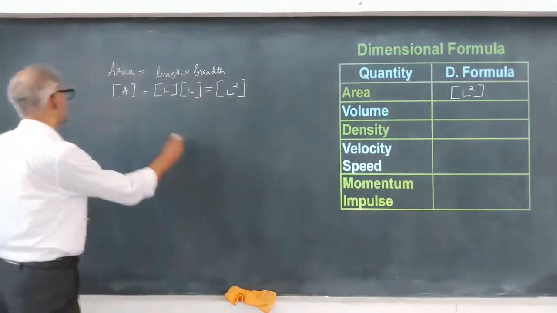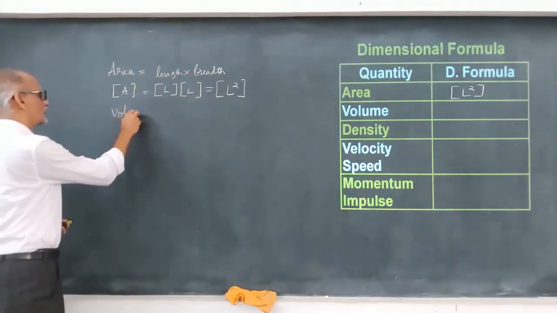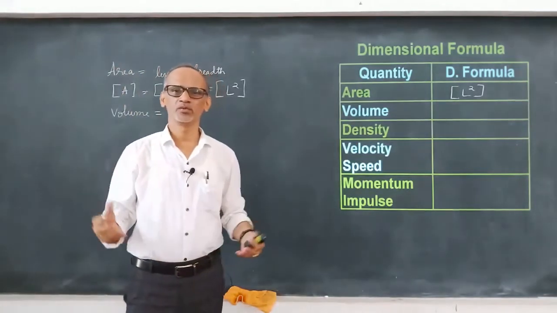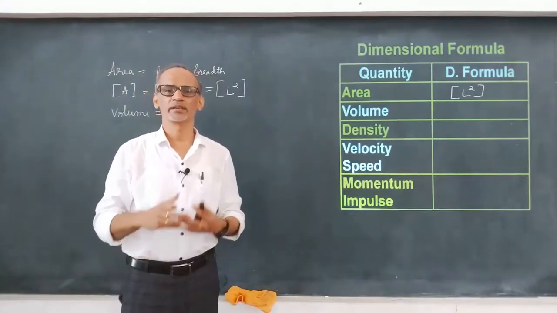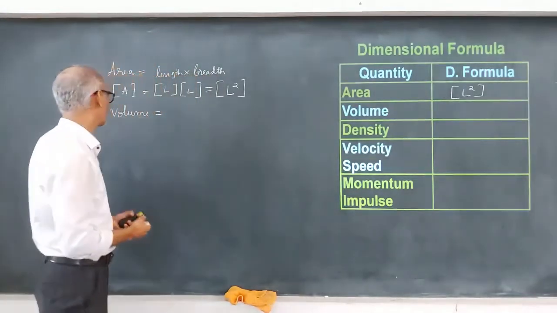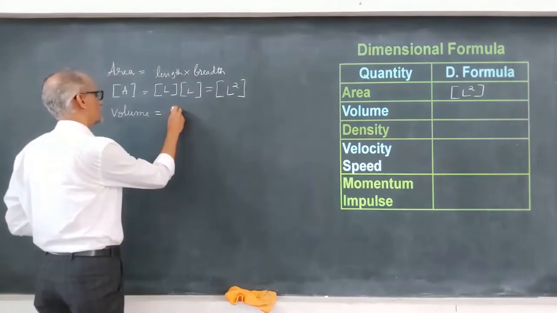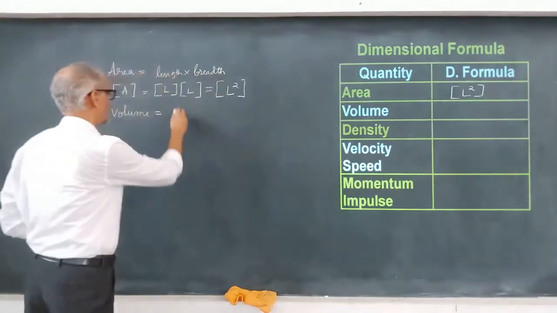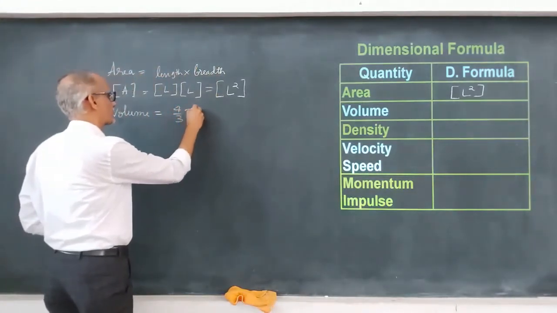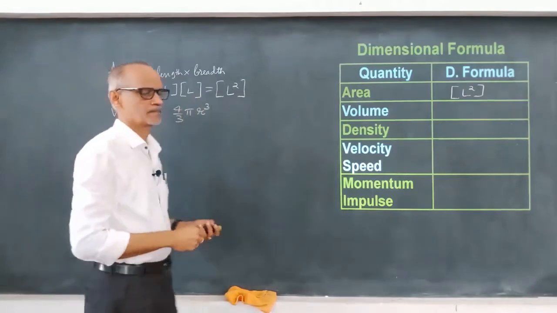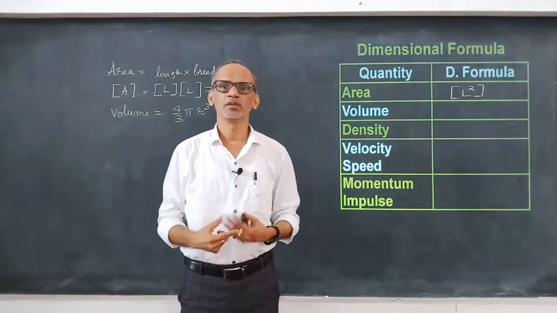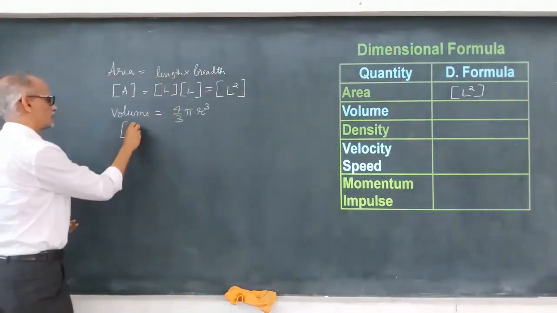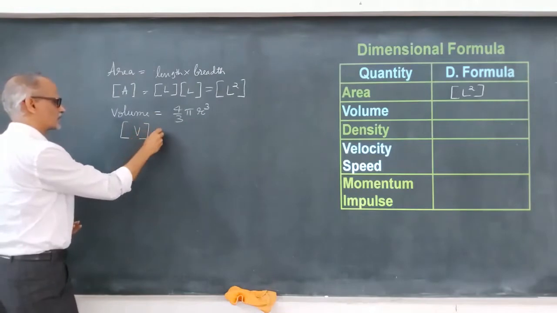I'm going to derive now volume. For volume, again I can use a cube, a cylindrical structure, or a sphere, anything we can use. Let's go for something different. I will use the sphere. What is the formula for volume of a sphere? Volume of a sphere is 4 by 3 pi r cube. That's the formula, correct? Now when I write volume, I have to write it as V. That's the symbol used, notation.